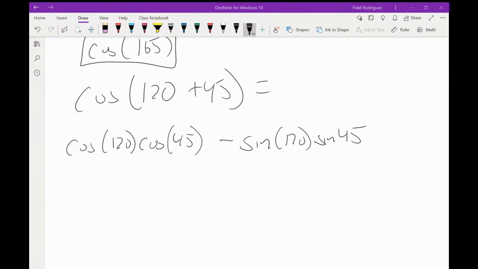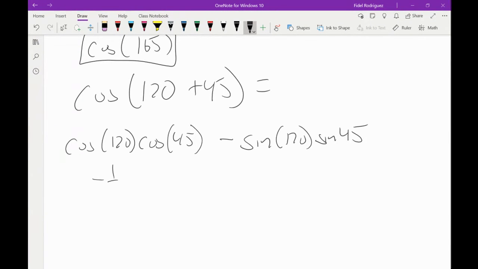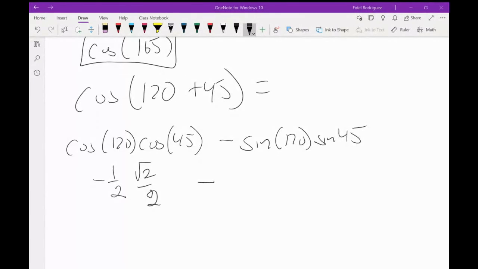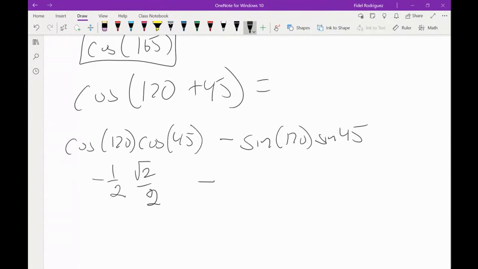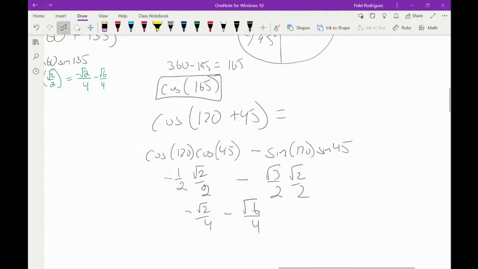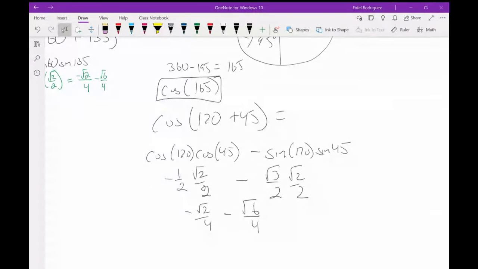So cosine of 120 is negative 1/2. Cosine of 45 is square root of 2 over 2. So negative 1/2 times square root of 2 over 2, minus sine of 120. Are we still coming up with the same thing? Sine of 120 is square root of 3 over 2, and sine of 45 is square root of 2 over 2. So square root of 3 over 2 times square root of 2 over 2. So negative square root of 2 over 4 minus square root of 6 over 4. Isn't that the same thing we got a little while ago? And why is it telling me that my answer is not correct?